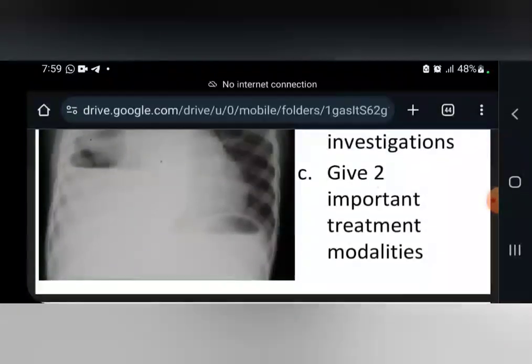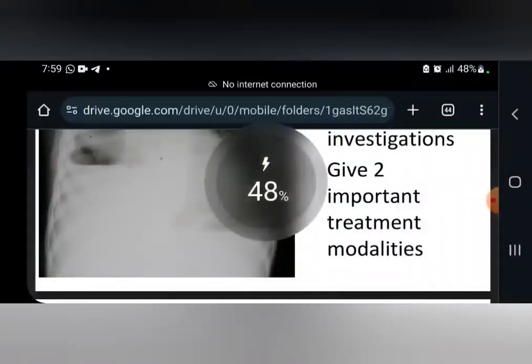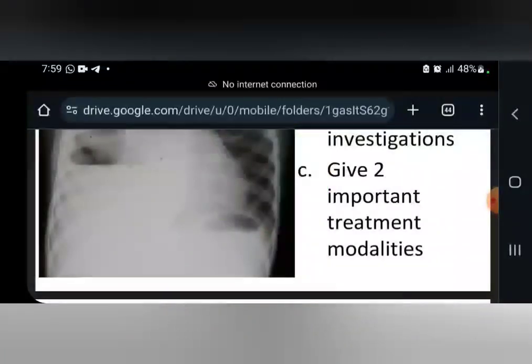So you are going to do a drain here in order to drain that air and fluid. And the best way to drain air and fluid is to do an underwater seal drain. Is it clear? That is what you are going to do in this patient: an underwater seal drain. Is it clear? So those are the different things you have to do for this first case. And when you do the underwater seal drain, you have to analyze the pleural fluid.